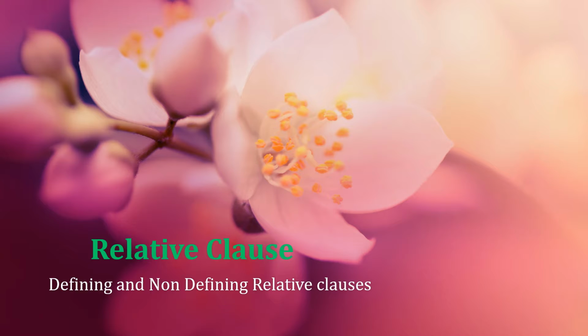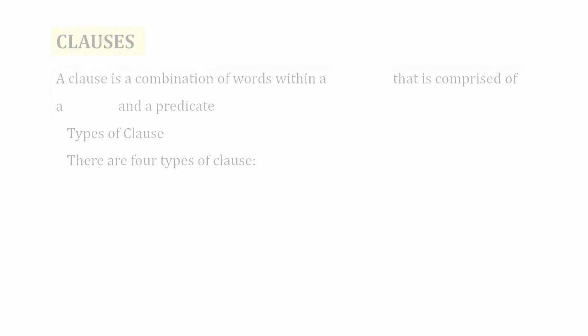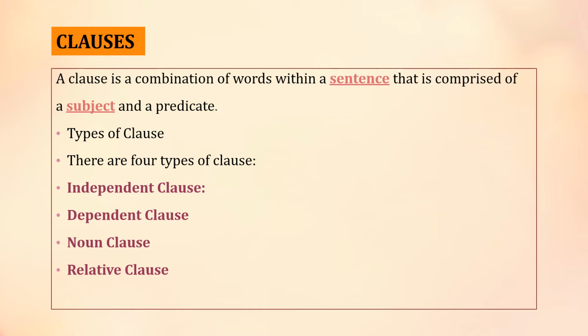Today we are going to learn about defining and non-defining relative clauses. In the last video we studied clauses. Clauses are groups of words which have a subject and predicate. We have learnt about 4 types of clauses: independent clause, dependent clause, noun clause and relative clause. We have studied very clearly in simple, compound and complex sentences about dependent clause and independent clause. Now we shall learn about relative clause.